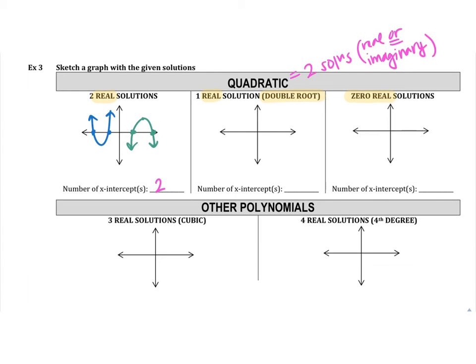Next, what about 1 real solution? So that means I'm going to have the same answer twice. So that means that my vertex has to be on the x-axis. Okay? It's a parabola, which is a quadratic, which means we have 2 solutions. But the key here is the vertex is on the x-axis. Okay, so I would have one x-intercept. So this is an example.